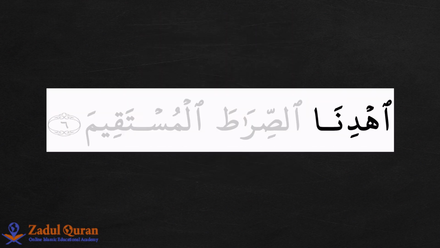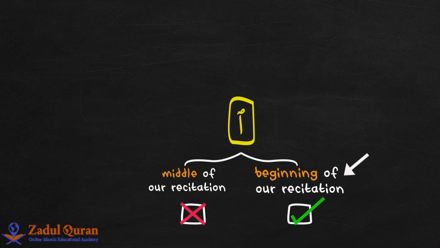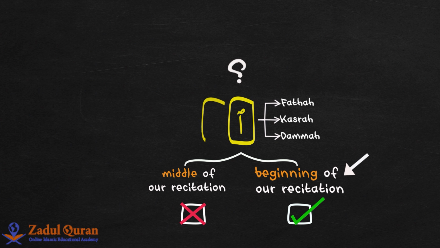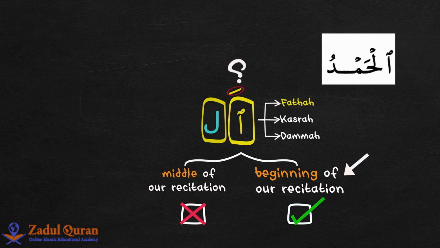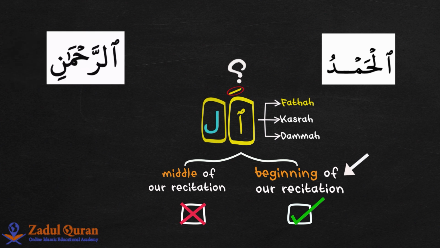Ihdinas-Siratal-Mustaqeem. The word ihdina starts with alif wasl, and this alif comes in the beginning of our recitation, so we have to apply it. But the question here is how to apply it. I mean, with a fatha, kasra, or dhamma. Well, we agree that if the second letter which comes after alif wasl is lam, we need to apply alif wasl with a fatha, so it becomes hamza with a fatha, like the word Alhamdu or Ar-Rahman.